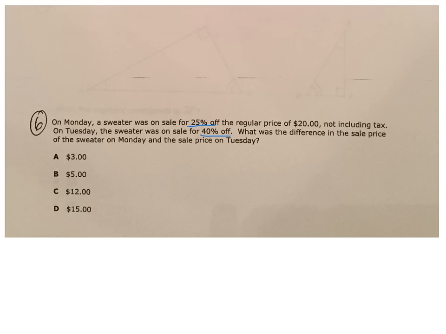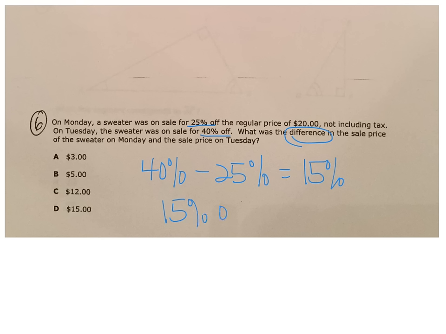Okay, so if it was 40%, because it's asking for the difference, 40% off minus 25% off, that is a difference of 15%. But they're wanting to know the money. So now all I have to do is calculate 15% of $20. So this becomes 0.15 times 20, which equals 3.